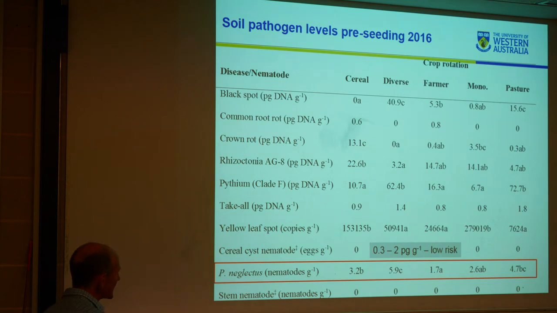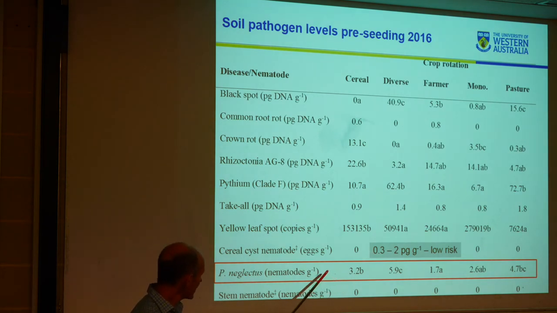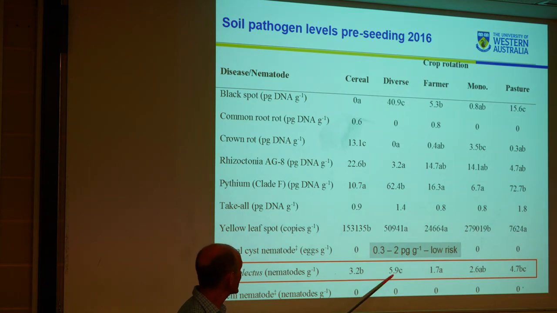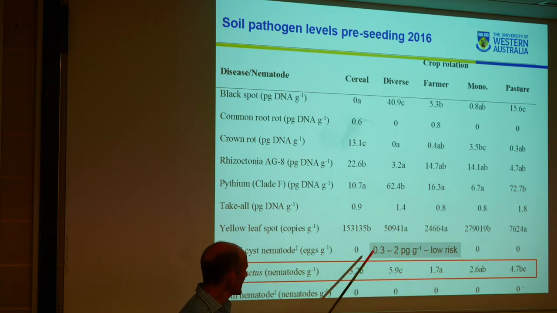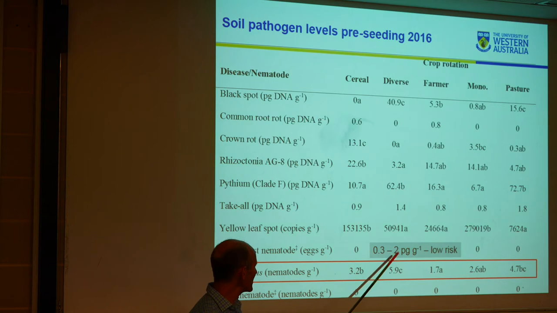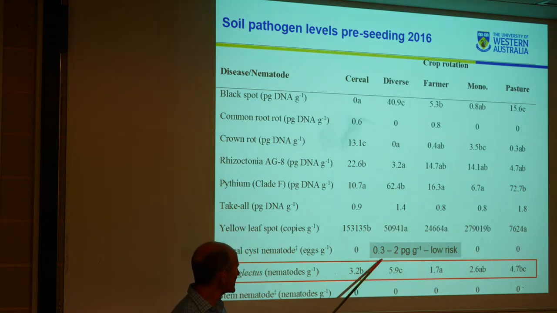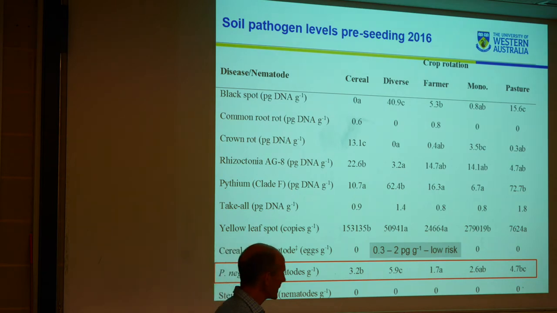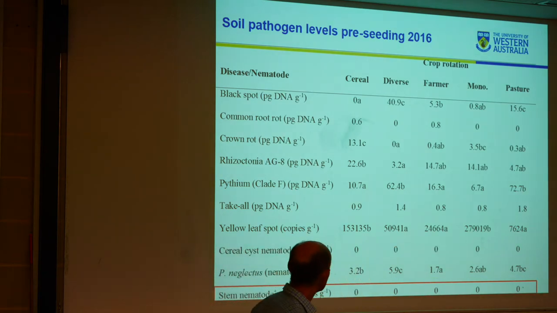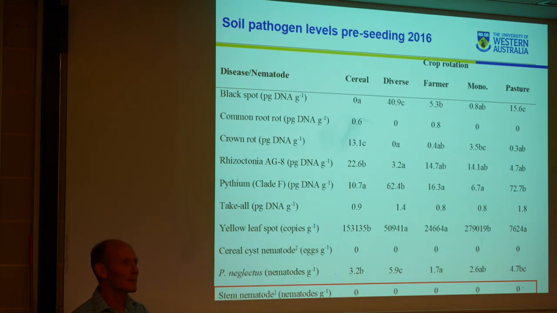Pratylenchus neglectus, the root lesion nematode. In 2016, levels are again highest where we have the diverse rotation and the pasture and lowest in the farmer rotation. And the risk level associated with that was 0.3 to 2 picograms. So in the diverse rotation, we're in the medium risk category, so it has gone up. It's considered reasonably high. And I think the medium is somewhere around 2 to 15, so we're in that medium category in the diverse rotation. Stem nematode, no stem nematode detected, which I believe is good because it's not supposed to be in the state.